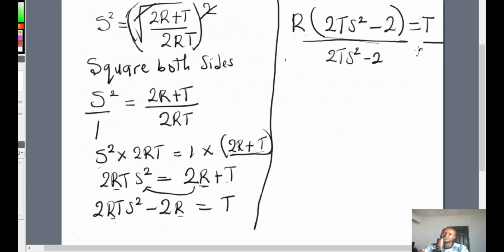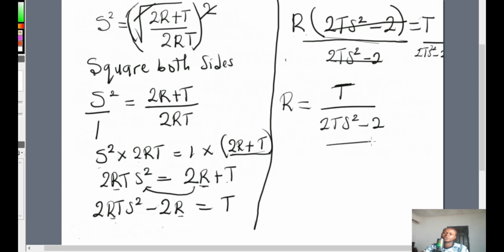That will be 2ts² − 2. So here this guy cancels this, so I will have it in the proper way of writing, which is r equals t all over 2ts² − 2, which becomes my final answer. This one becomes my final answer because I've been able to make r the subject of the formula.